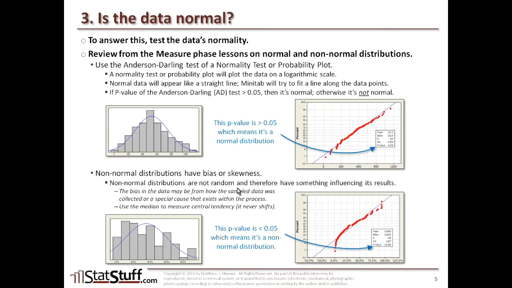In the illustration we might have here, this looks non-normal. It does not look like a typical bell curve when you look at this histogram. And if it's plotted again on this logarithmic scale, like from a normality test or a probability plot, it doesn't have that straight line. Minitab does try to fit a line on here, but you can see the data falls outside of the line it's trying to fit. And when you look at the p-value for the Anderson-Darling test, it falls well below 0.05. Because of that, we would say that this type of distribution is not normal.